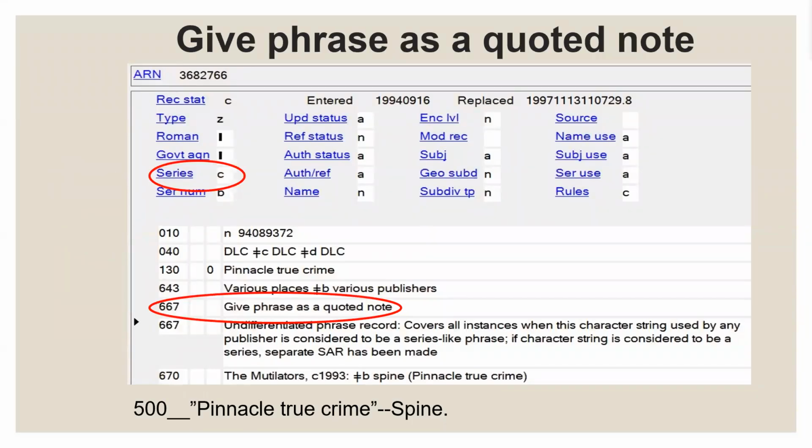So looking at the authority record for Pinnacle True Crime, and you see this phrase in your book, you're not to consider the phrase to be a series, either an author title or title. However, you can note the phrase in a 500 note. So this SAR gives us some additional information. It does say that this covers all instances when this character string used by any publisher is to be considered a series-like phrase. If a character string is considered to be a series, then a separate SAR will be made.